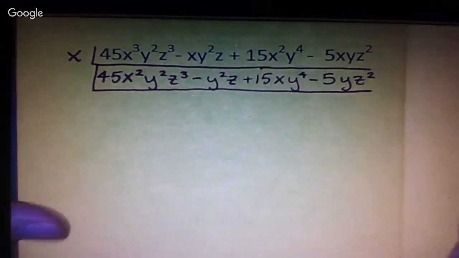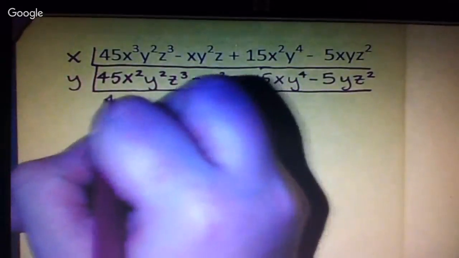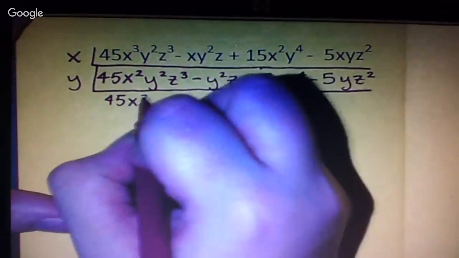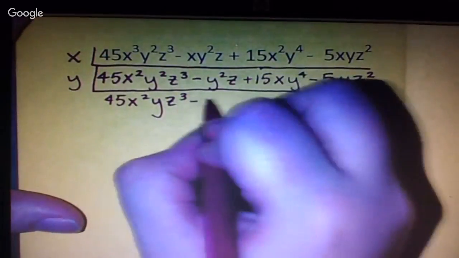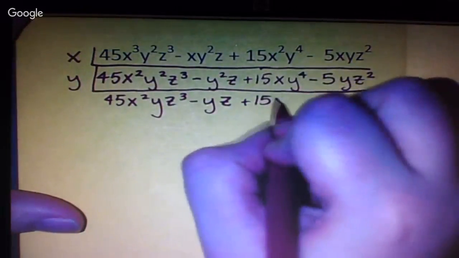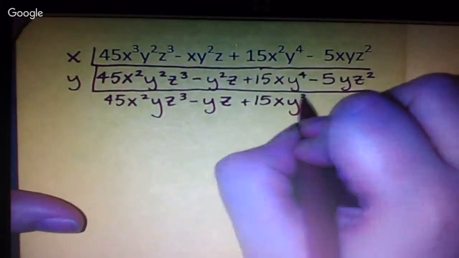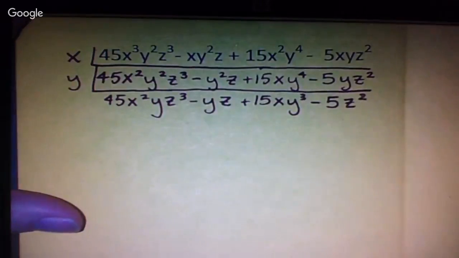Now look at your y's. I have 2, 4, and 1. How many do they share in common? 1. So all of my y's are going down by 1 now. So we're at 45x squared, y, z to the 3rd, minus y, z, plus 15x, y to the 3rd, minus 5, z squared.